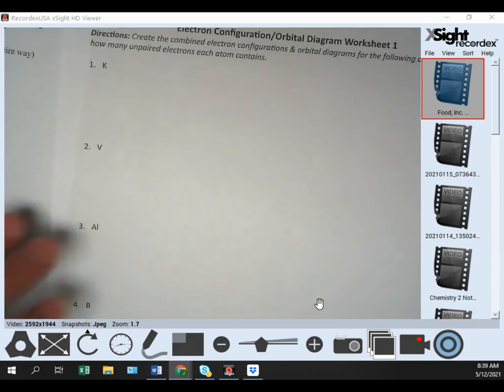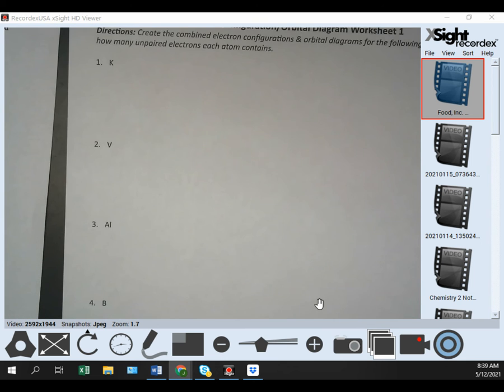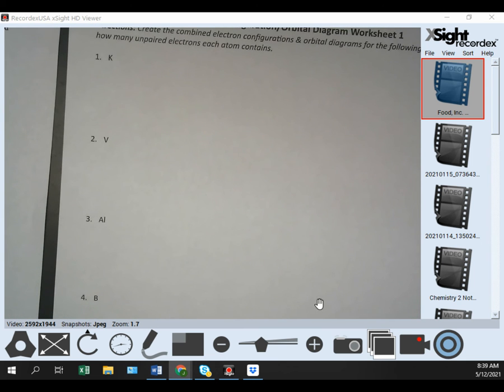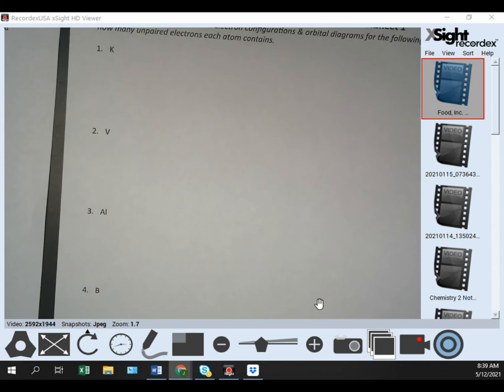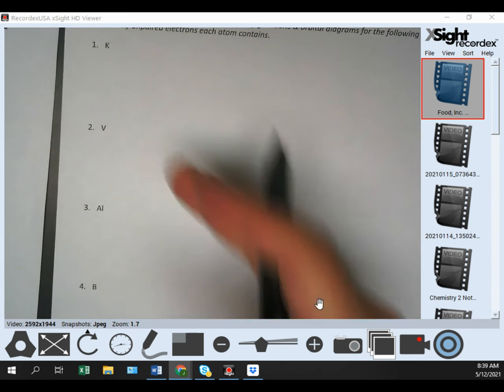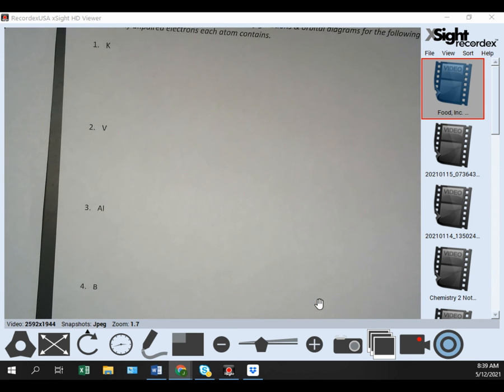All right. So let's look at the first one. And you'll need a periodic table if you don't know. I mean, you can look up here for right now, but if you're doing some of these later, you'll need a periodic table because you've got to figure out how many electrons they have.